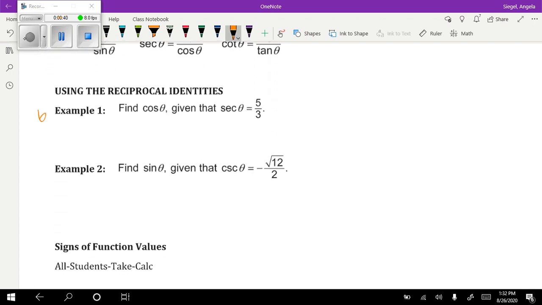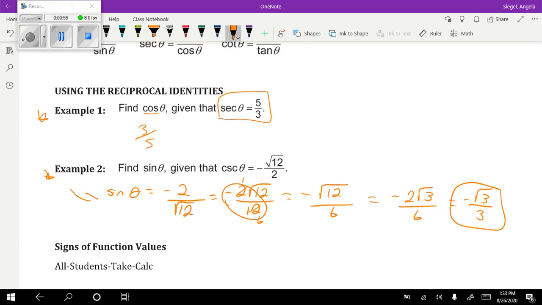So at its basic level, again, we've talked about this before, it might ask you to find cosine when you're given secant. So this is easy peasy. All you have to do is flip it because it's reciprocal. Go ahead and try example 2.